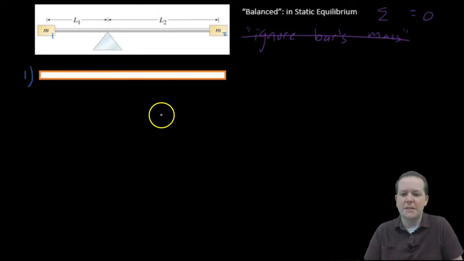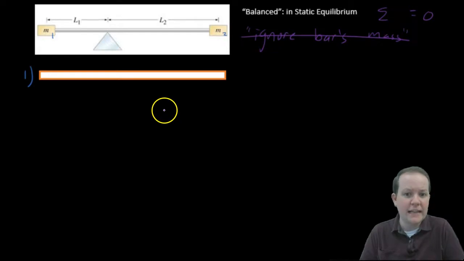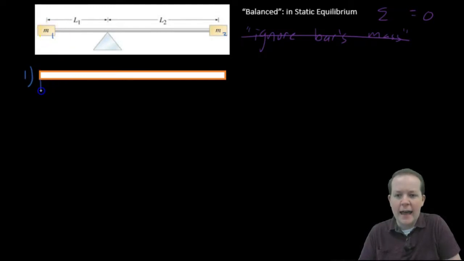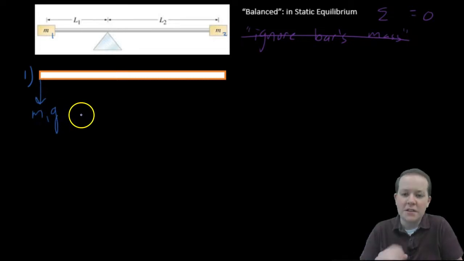Let's go through our steps. Step number 1 was to draw a free body diagram for this scenario. I've already drawn the bar. I did that ahead of time to save myself a little time. What forces are acting on this bar? Well, there's this mass, and I've labeled that M1. So there's M1 acting downwards. Bam, M1 times G, that's the force, okay?